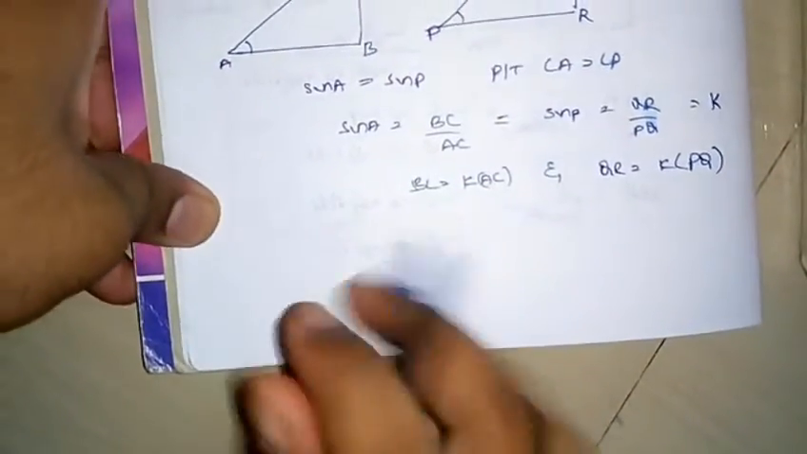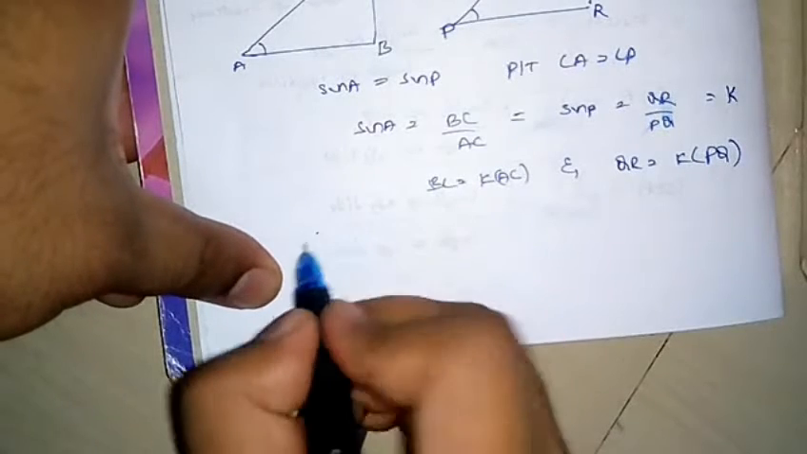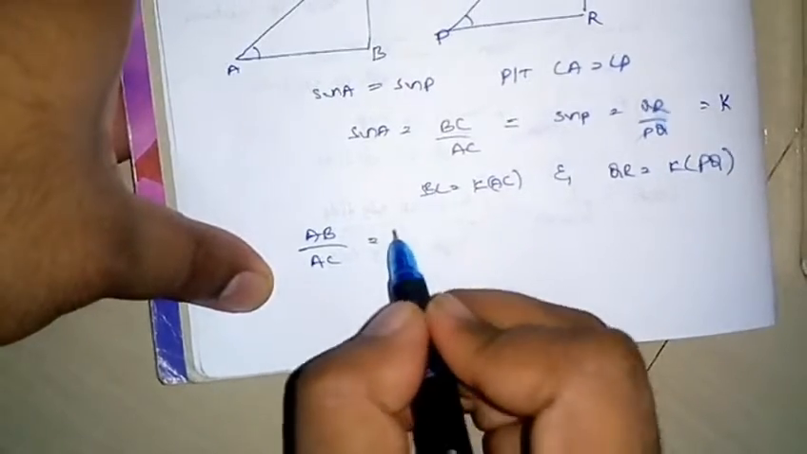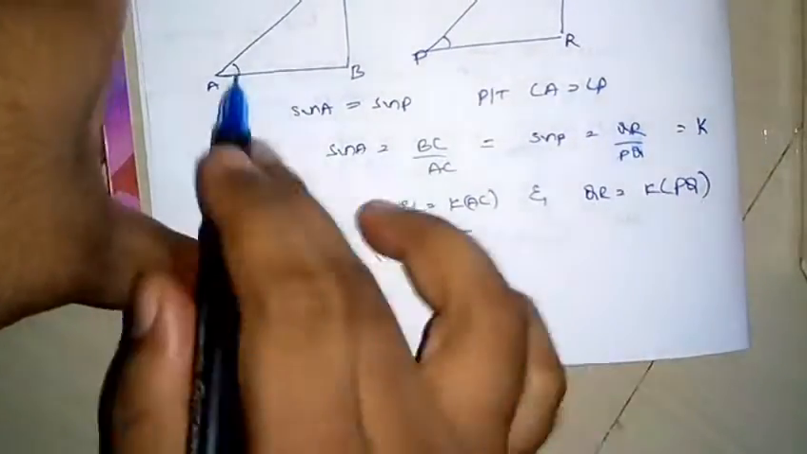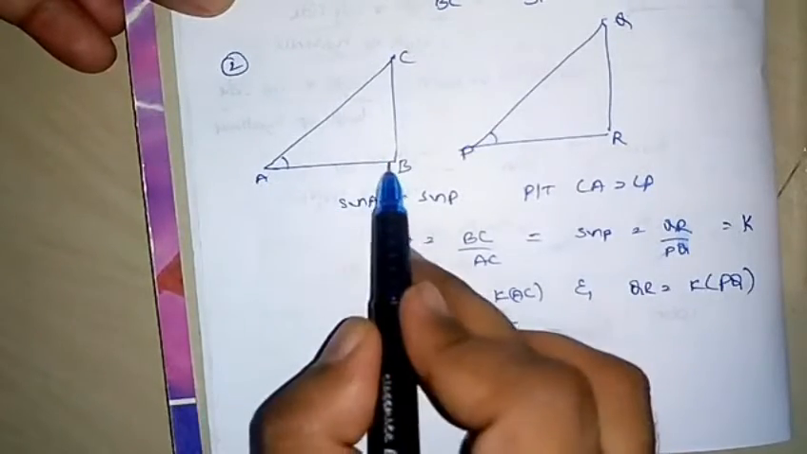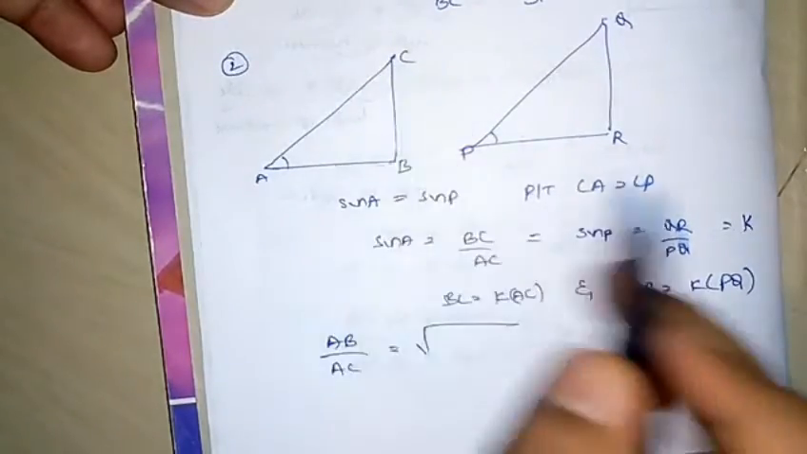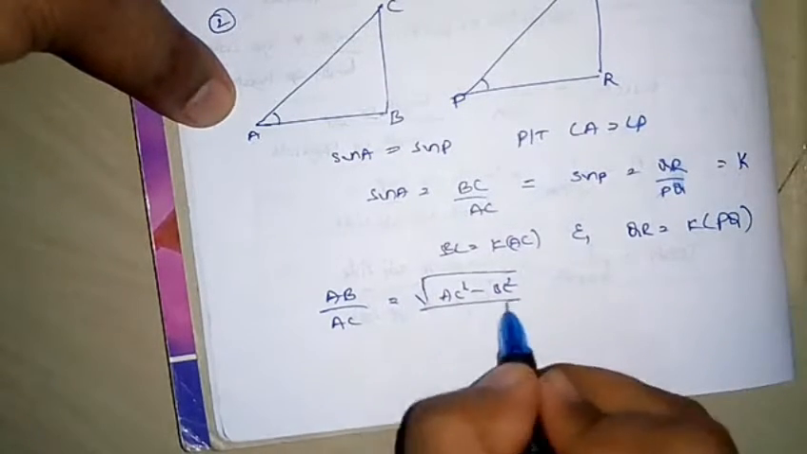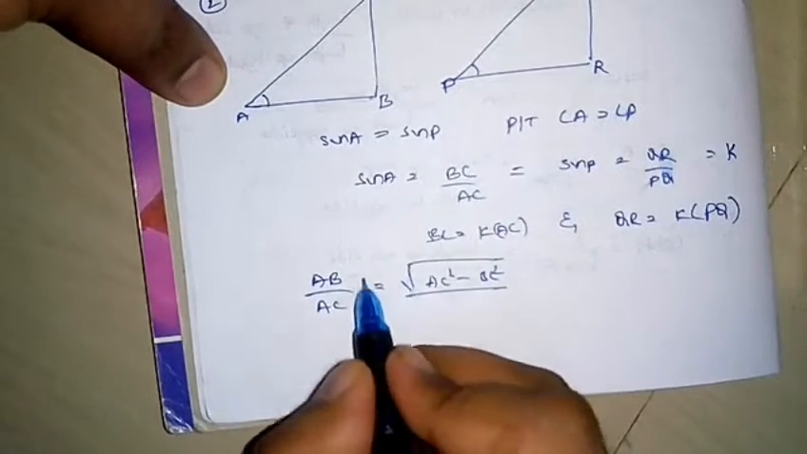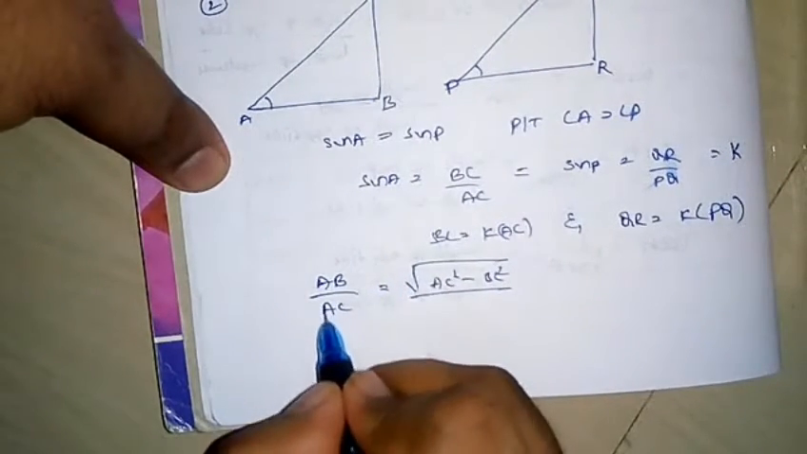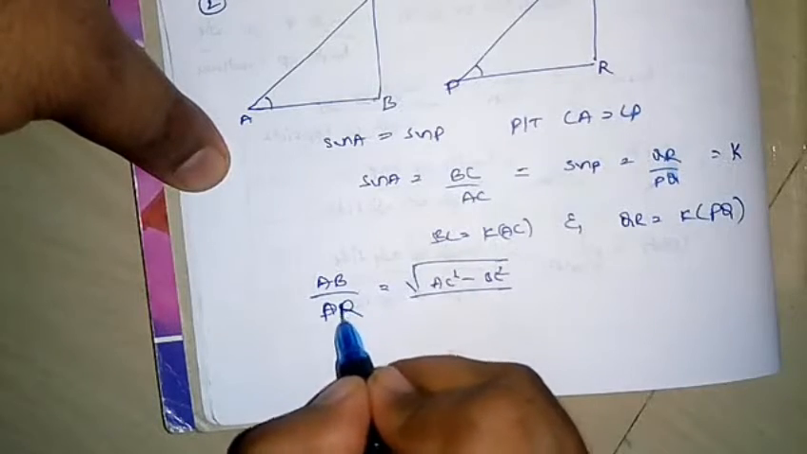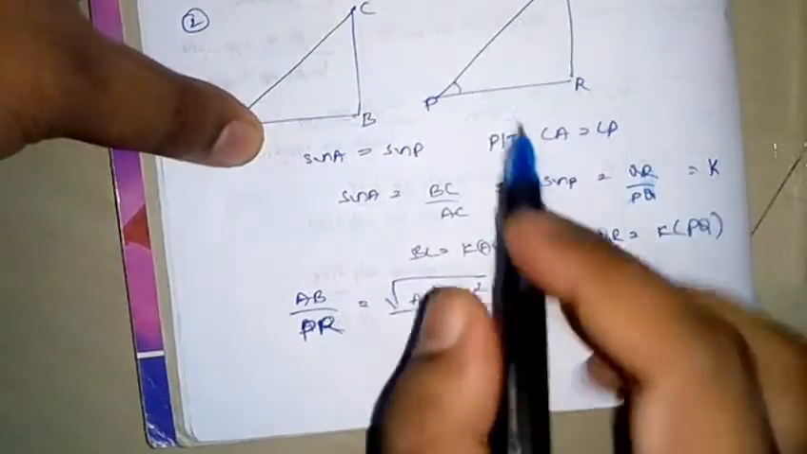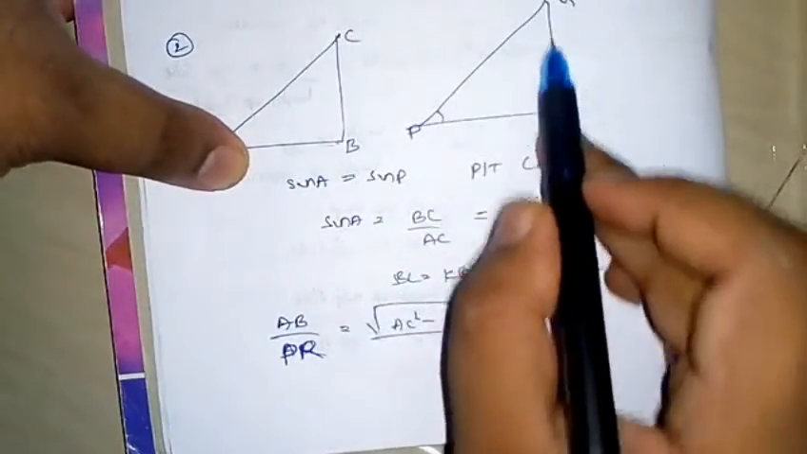Now let's consider the ratio adjacent side by hypotenuse. In triangle ABC, AB will be equal to under root AC square minus BC square using Pythagoras theorem. So it will be under root AC square minus BC square, divided by PR, not AC, it's PR. And in triangle PRQ, PR will be equal to under root PQ square minus QR square.